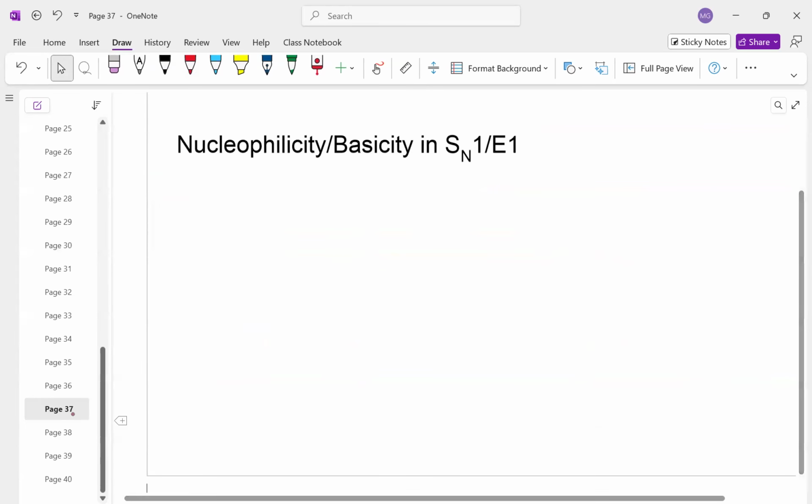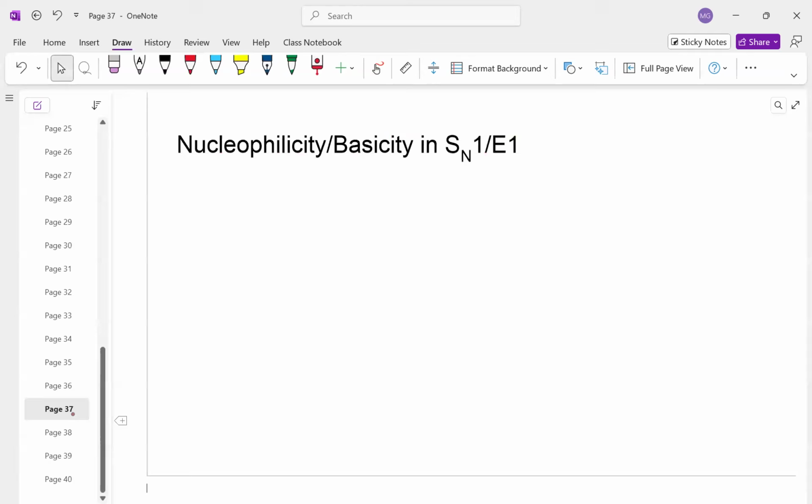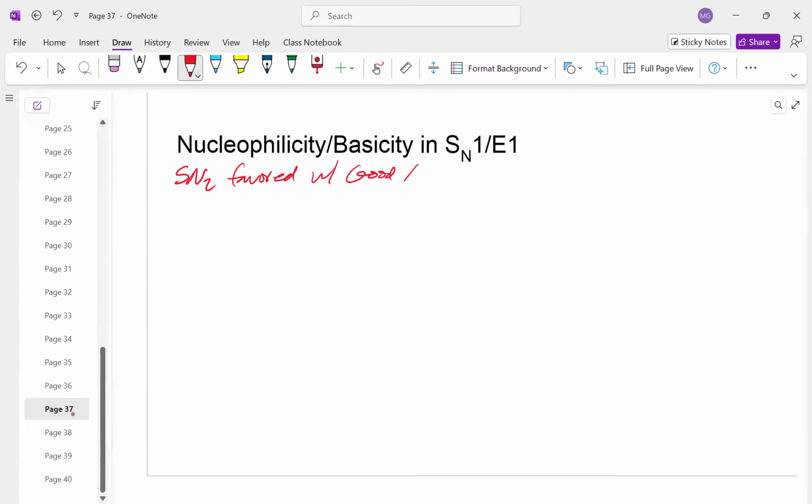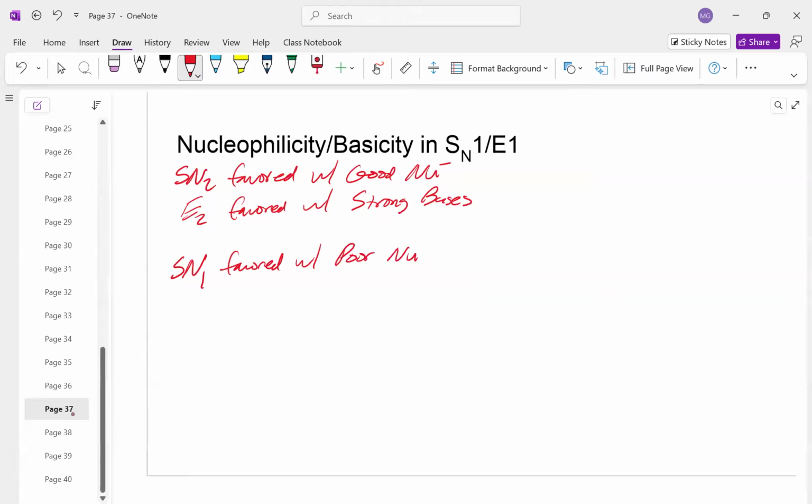Now let's talk about the quality of the nucleophile or the quality of the base in SN1 and E1. Again, I'm going to start off by comparing this to SN2 and E2. SN2 was favored with good nucleophiles. E2 is favored with strong bases. And so it's pretty much going to be the opposite for SN1. SN1 is favored with poor nucleophiles.